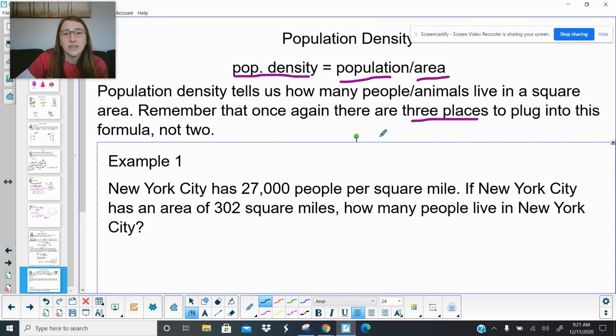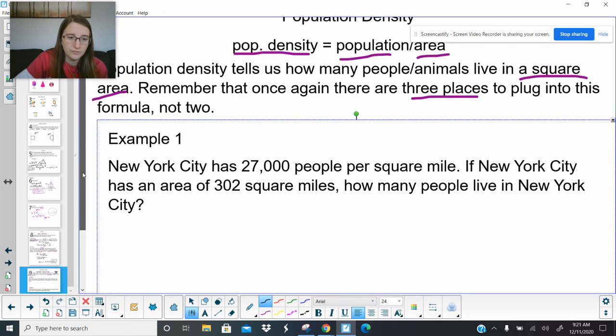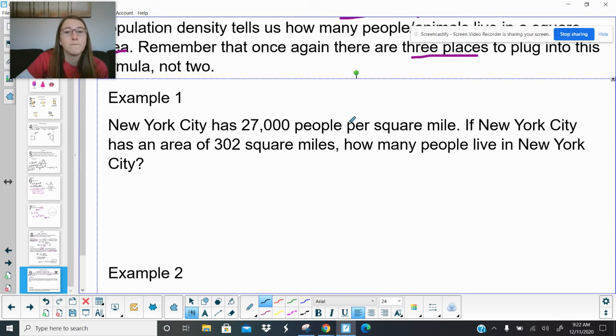Now, as a little hint here, because sometimes they don't use the word population density, but population density is how many things live in a square area. So if they say a square mile or a square kilometer or something like that, that is the population density. So let's look at this question. New York City has 27,000 people per square mile. So right here, this hint, people per square mile. This is the population density. Again, if you see that, people per square mile, that's the population density.